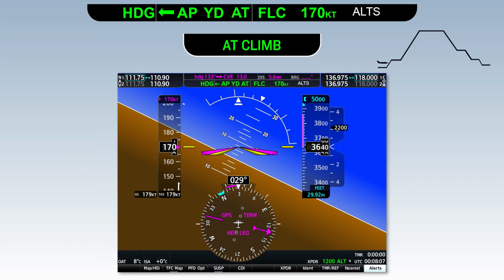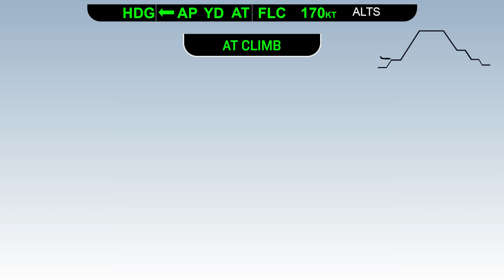As we're climbing out, Tower tells us to contact departure. After we check in, departure instructs us to turn left, heading 360, and maintain 5,000 feet for traffic. We'll set our heading bug to 360 and verify expected autopilot response. Upon leveling off at 5,000 feet, the vertical mode will change from FLC to ALTS, and then to ALT, to hold 5,000 feet. The autothrottle will transition from AT climb to AT normal cruise.